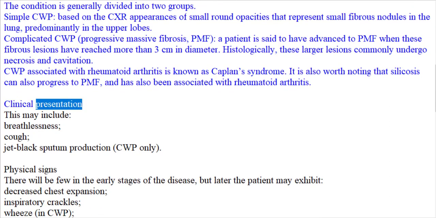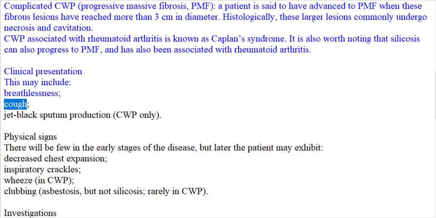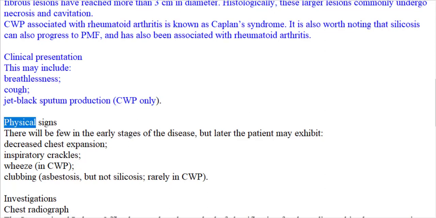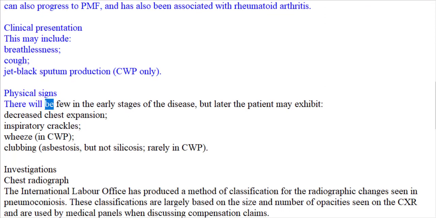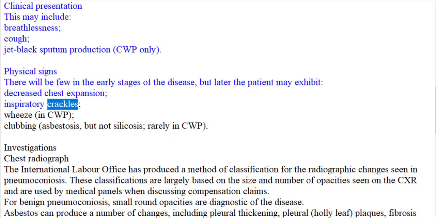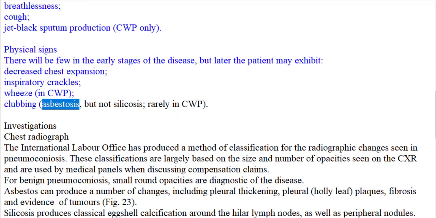Clinical presentation. This may include breathlessness, cough, jet black sputum production, CWP only. Physical signs. There will be few in the early stages of the disease, but later the patient may exhibit decreased chest expansion, inspiratory crackles, wheeze, in CWP, clubbing, asbestosis, but not silicosis, rarely in CWP.